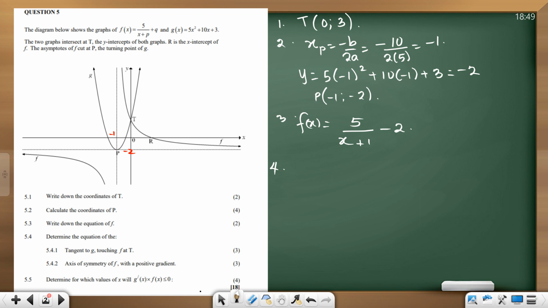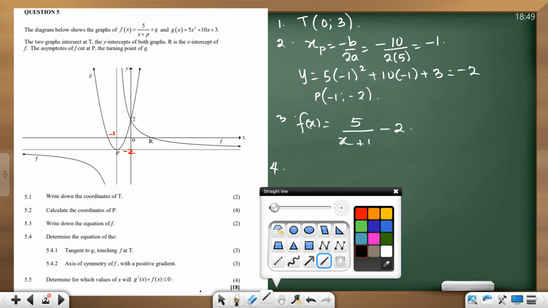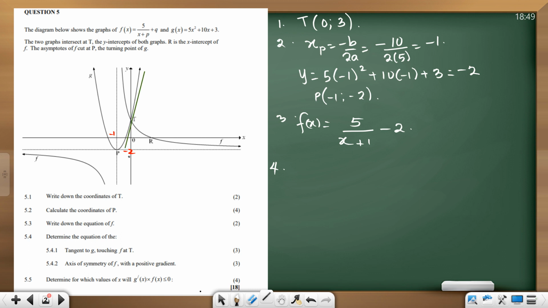Number 4. Determine the equation of the tangent to g, touching f at T. So there's a tangent here. What do we know? Guys, I told you when you see a tangent, you're grade 12. Grade 11, I'll say use nature of roots. But in grade 12, just bring in calculus immediately. Don't even waste time. Anytime you hear the word gradient, what are you saying?